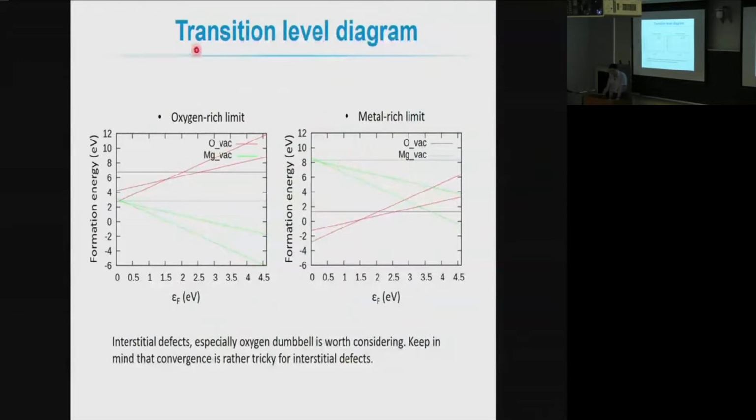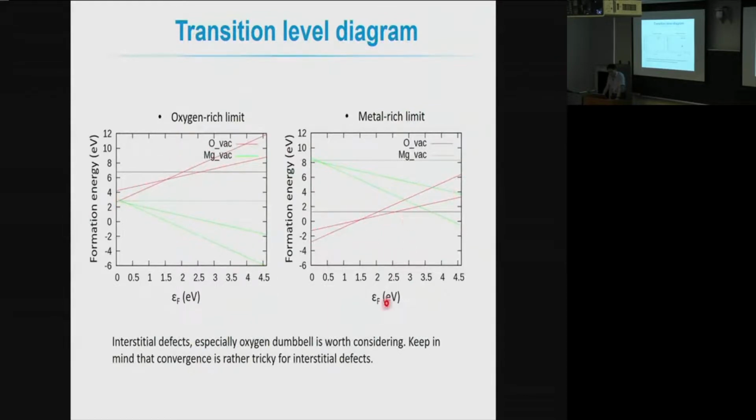Okay, and this is the transition level diagram, both for the oxygen vacancy and the magnesium vacancy. For the oxygen vacancy, we had this transition, and for the magnesium vacancy, we have this transition. You can see that in the case of the magnesium vacancy, all those transition levels are concentrated near the valence band maximum. This is related to the very shallow or resonant nature of your defect state. And this is the oxygen rich limit, and this is the metal rich limit.